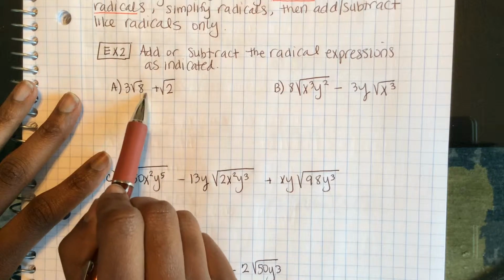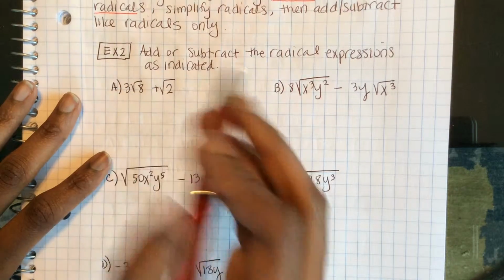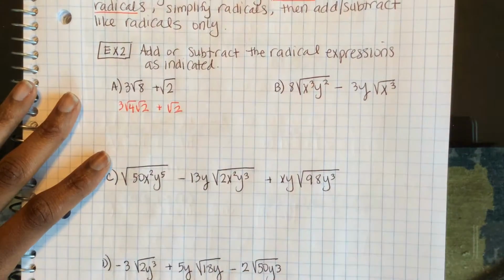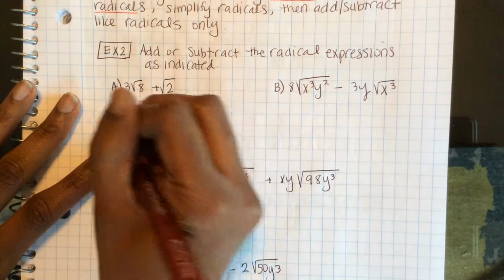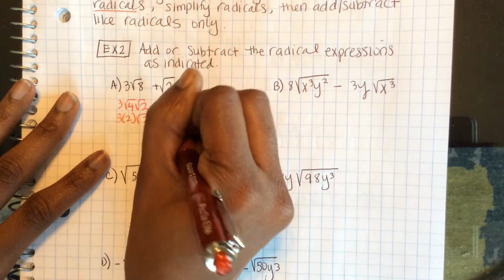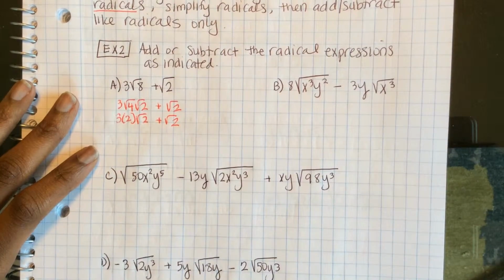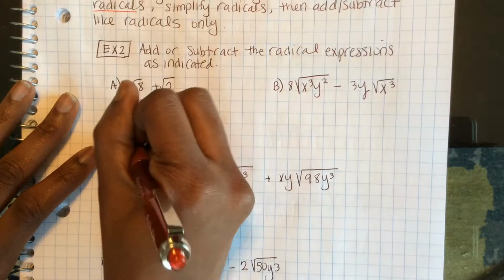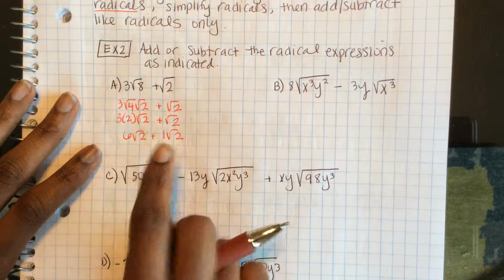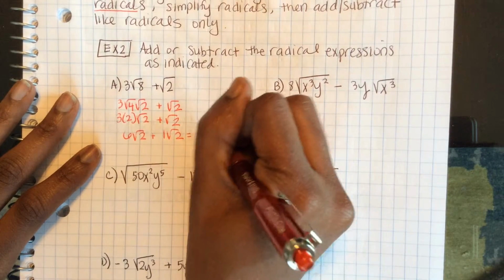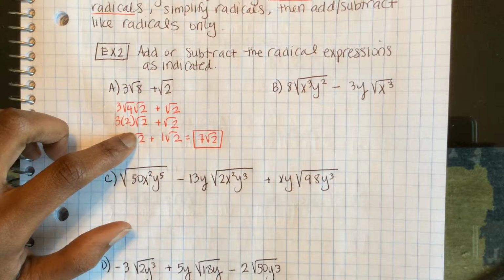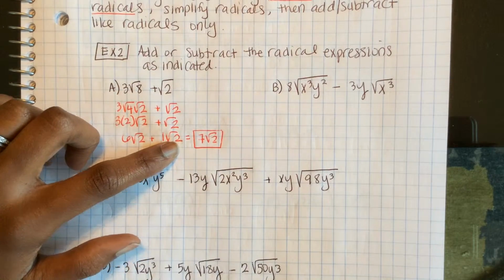Maybe I can simplify this one to see if they're alike. So this is square root of 4, square root of 2. Square root of 2 cannot be simplified. 3 times square root of 4, that's 3 times 2 square root of 2 plus the square root of 2. Well, 3 times the square root of 2 is 6 square root 2 plus 1 square root 2. Now we have like radicals. That equals 7 square root 2. So simplifying this created like radicals that we could combine.